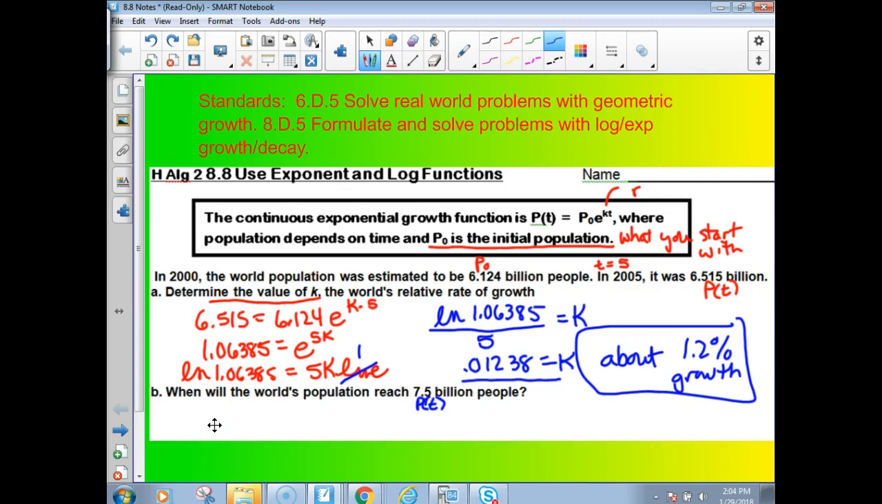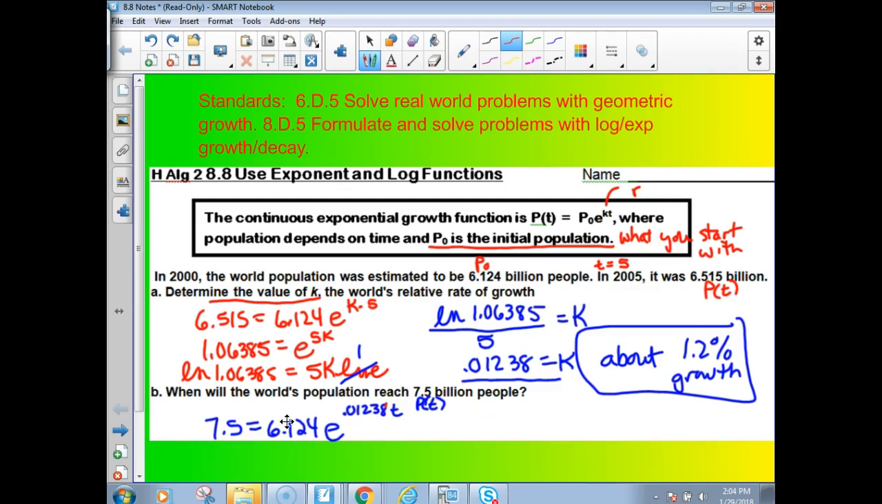So let's go ahead and put 7.5 billion equals, for P of T, equals, our initial population was 6.124, times e to the k, and we know our k value now is 0.01238. But we don't know the time. So you have to put a t in for time. Or an x would work, but we're not using that graphing calculator right now, so let's stick with t.